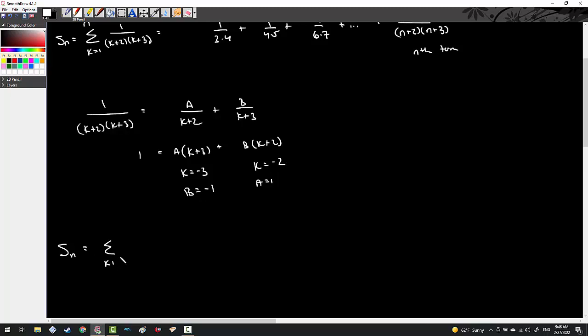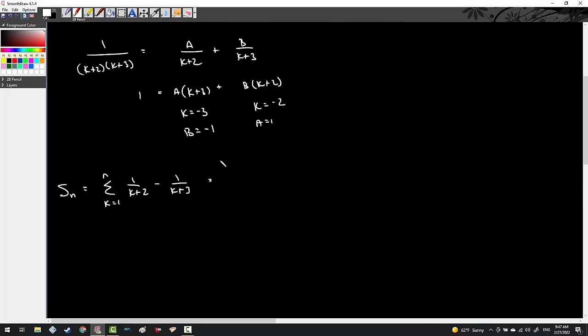So what this is telling me is that the sum of the n number of terms can start from k equals 1, and it'll go to n. And what I've got here is a over k plus 2, so 1 over k plus 2 minus 1 over k plus 3. Now, the reason why we're separating the fractions here is because I think it's going to make things a little bit more manageable in terms of what's going to happen with this telescoping series here.